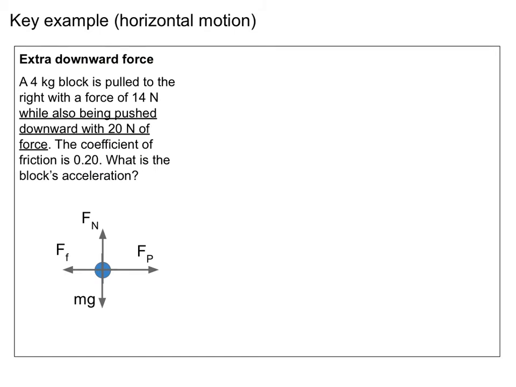So how could this be more complex? Well, there could be an extra downward force. So in this problem, the block is being pulled to the right, but something else is also pushing down on it. You can imagine that to be anything you want. Maybe it's wind, maybe it's a person, however you want to think about it. Maybe there's a magnet or something like that.